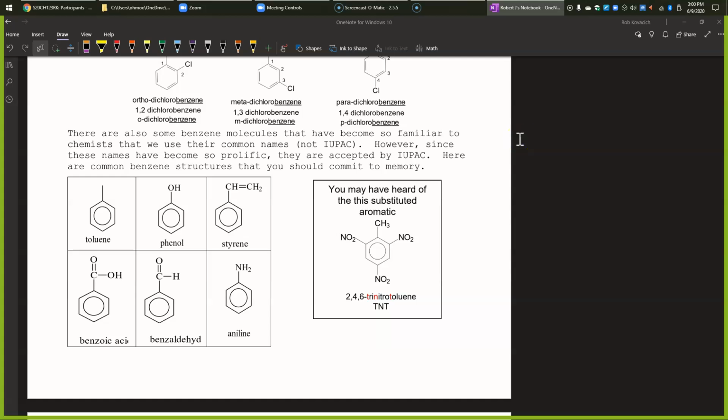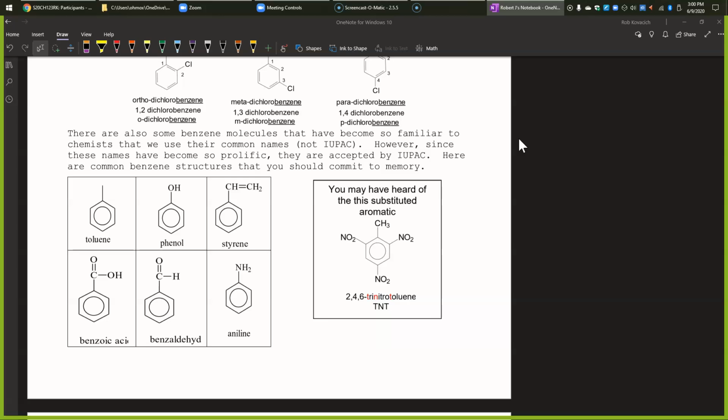The next one looks like there's a formatting issue here, but that's a carboxylic acid attached to the benzene ring, and so it's benzoic acid. And if I put an aldehyde on there instead, then it's benzaldehyde. And then if I put an amine group on it, it's aniline. And so then I can make different names for these things.